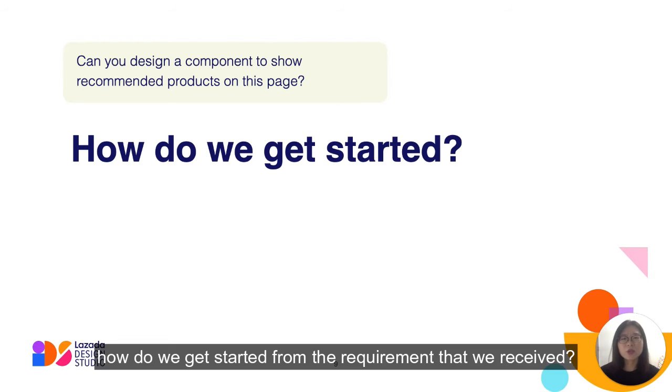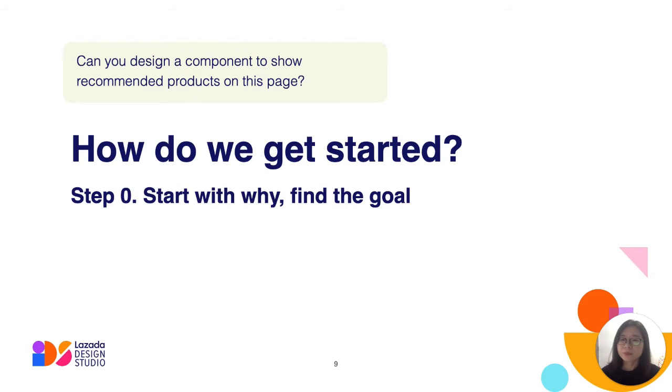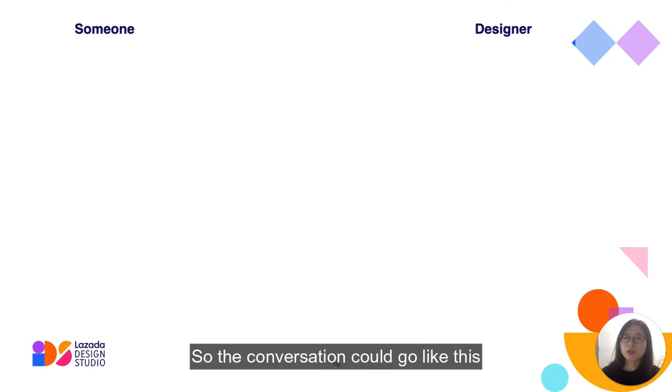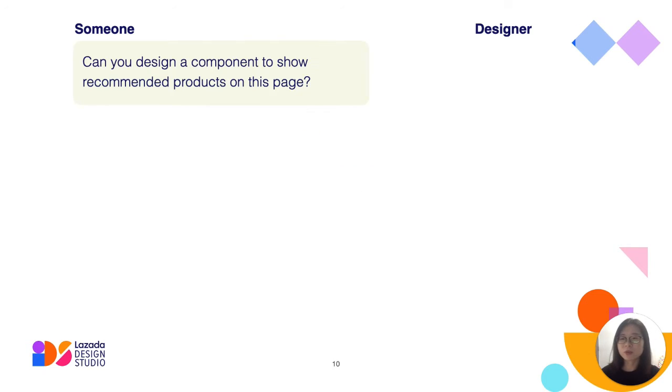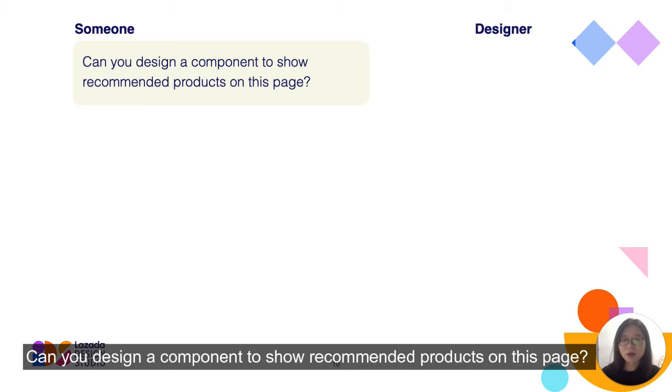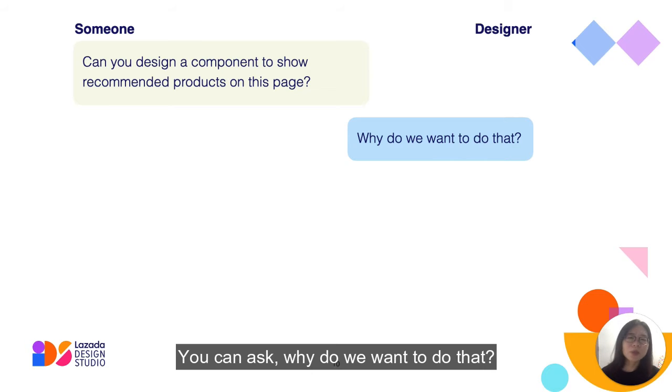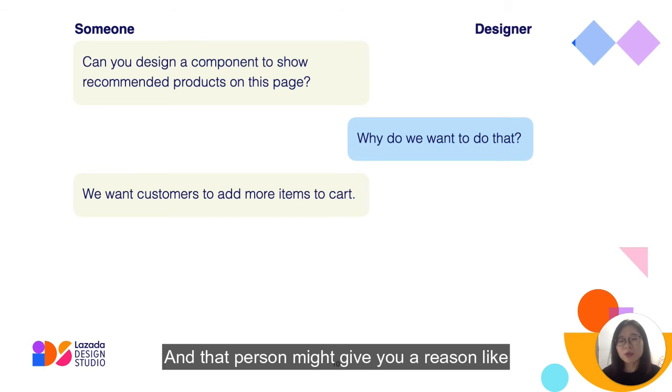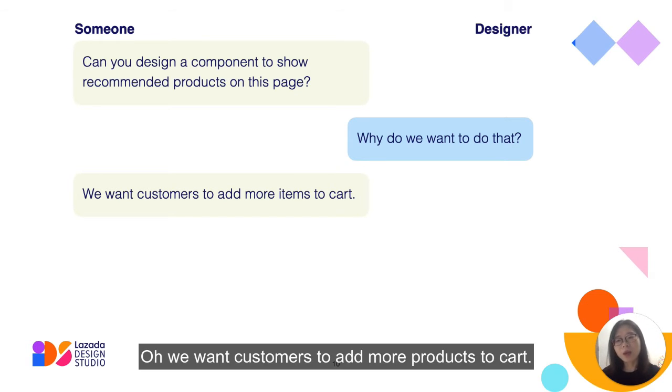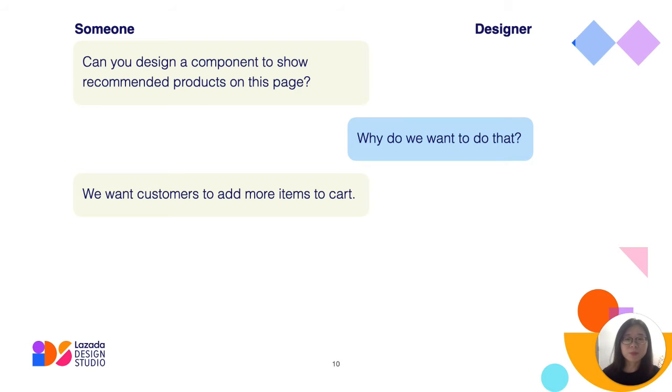So first, how do we get started from the requirement that we received? We should start with why and find the goal. So the conversation could go like this. When someone asks, can you design a component to show recommended products on this page? You can ask, why do we want to do that? And that person might give you a reason like, oh, we want customers to add more products to cart.